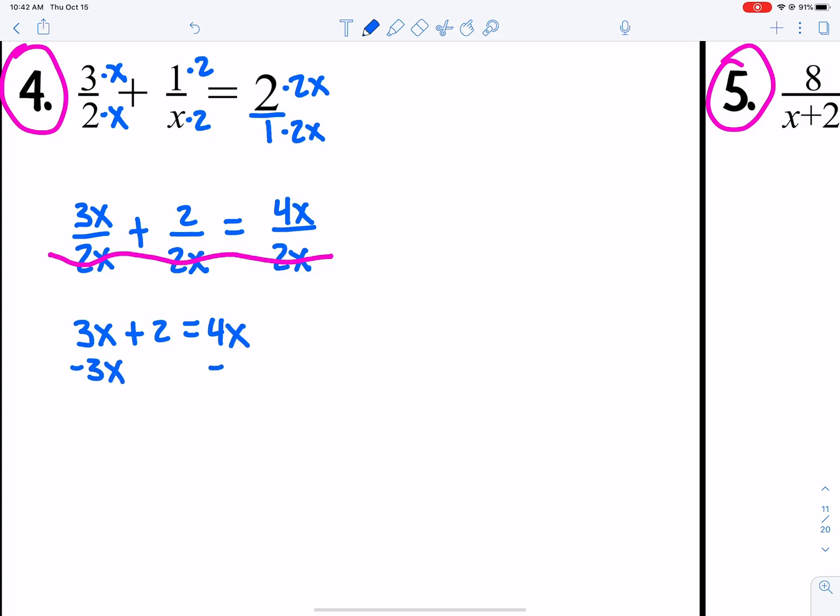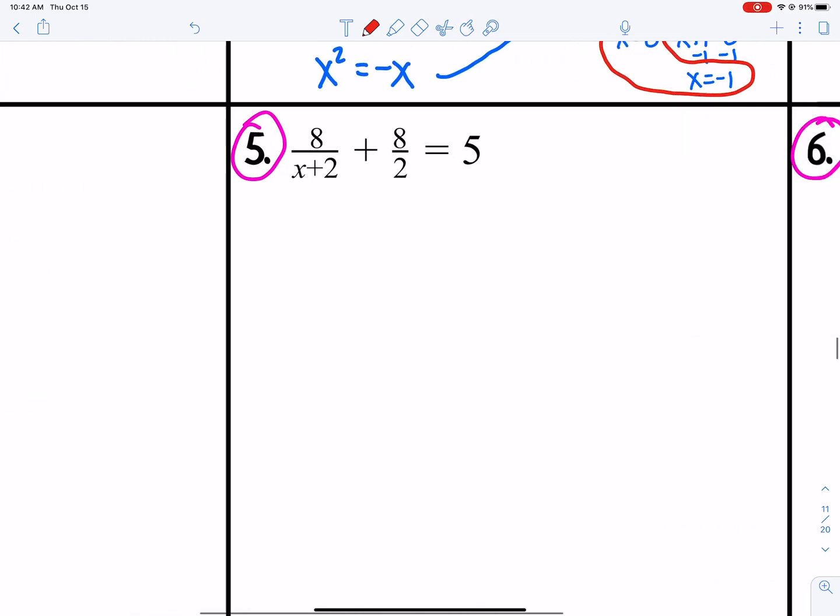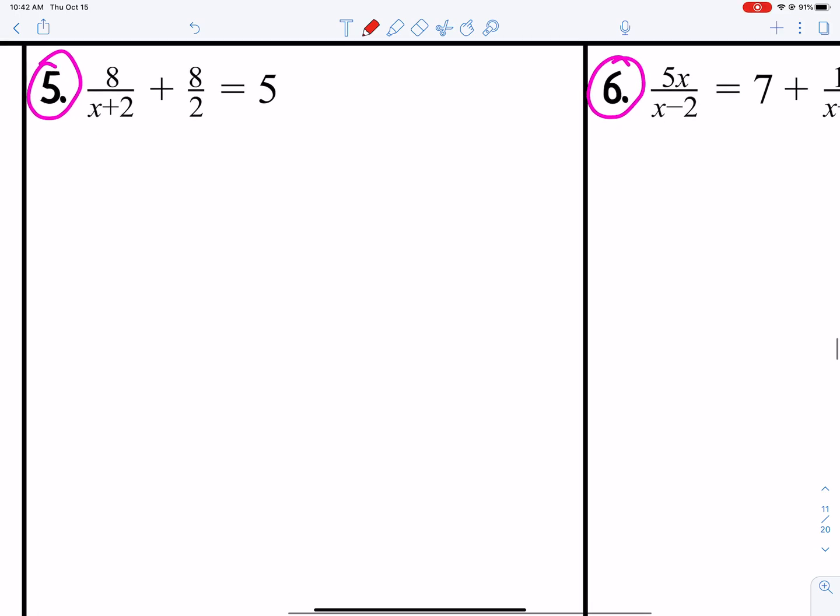So let's just subtract 3x from both sides, and we get 2 equals x. All right, so if we check for that extraneous solution again, the only part that would make something extraneous is this little x in my denominator in the original problem. And we just need to know that x cannot equal 0, but since I didn't get 0 for my solution, I'm good. 2 is okay. Let's look at number 5.